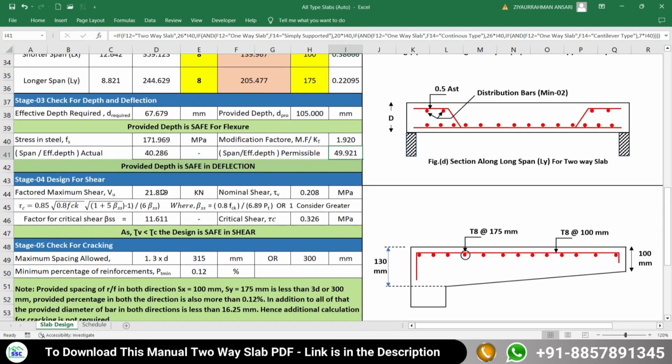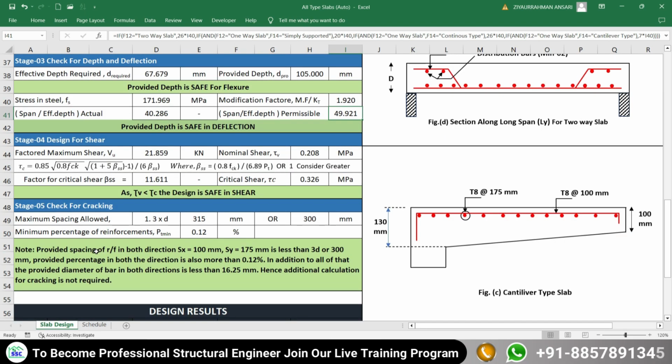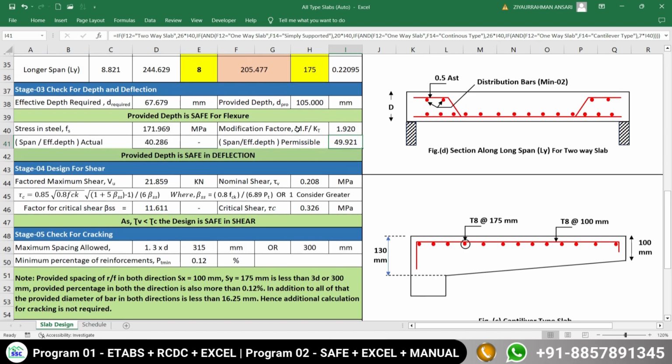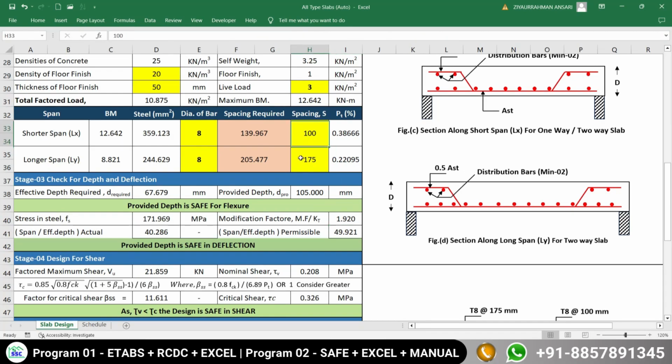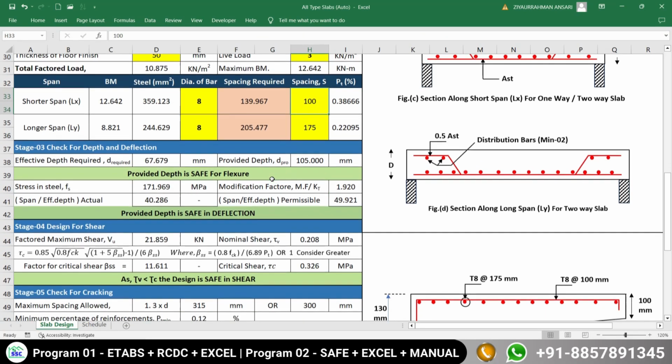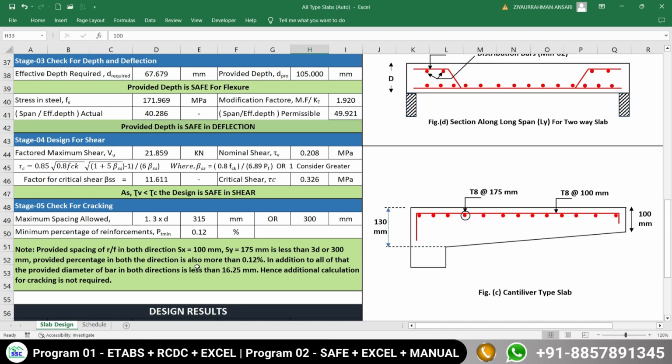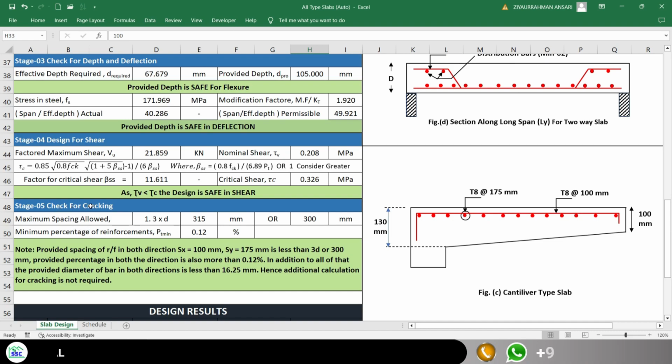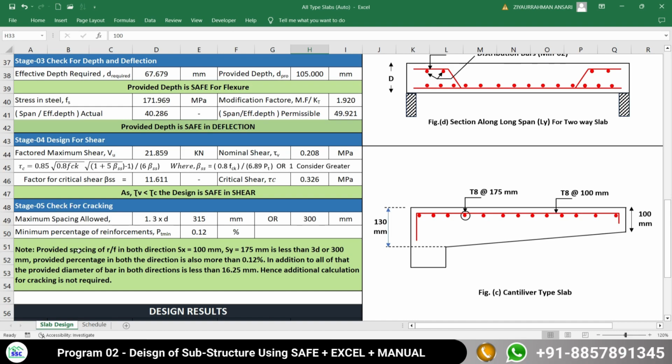Your provided reinforcement as well as the overall depth of your slab is safe for shear also. Now check for cracking. The cracking check is also passing the criteria, because we have provided the percentage of reinforcement in both directions as more than 0.12%, plus spacing in both directions less than 300. If these two criteria are satisfied, then you don't need to provide a check for cracking. In cracking your design will be safe.